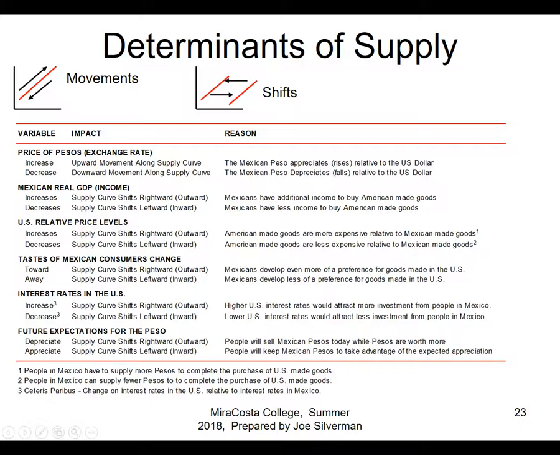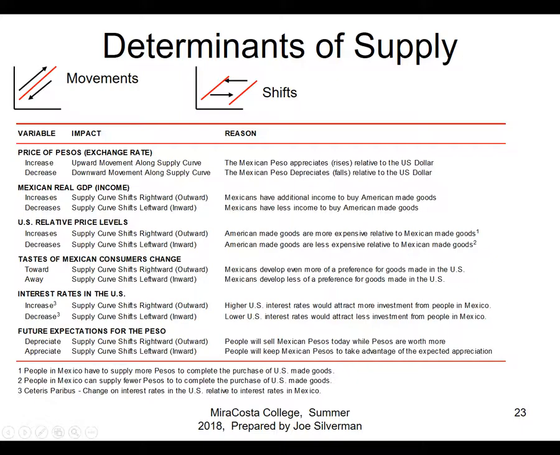If, on the other hand, the value of the peso goes down relative to another currency, it now takes less of another currency to buy 1 peso, or fewer U.S. cents to buy 1 peso, then we show that as sliding down the supply curve of pesos to the dollar, or dollars to the peso.